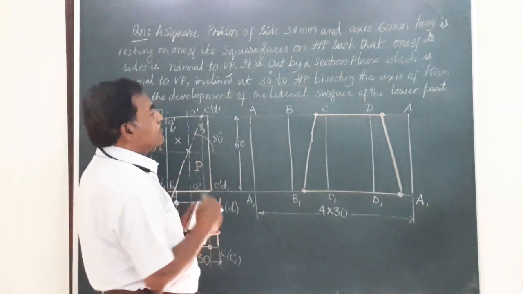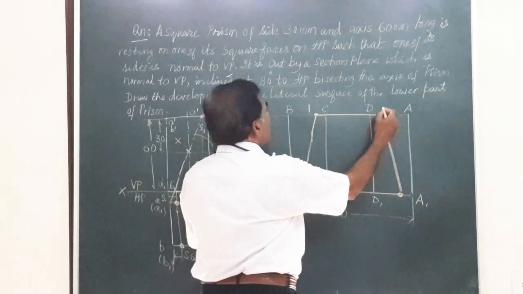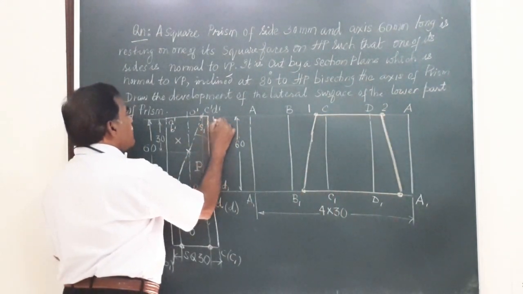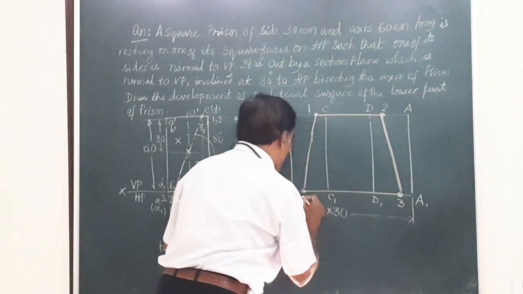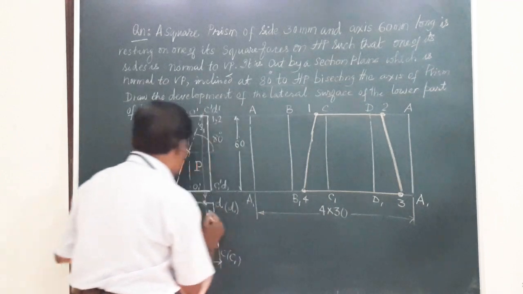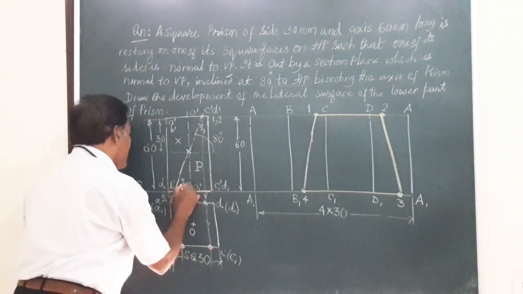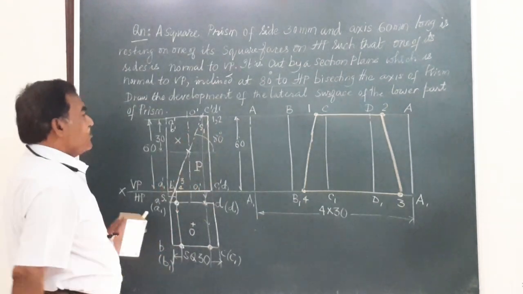Let me transfer these points to the front view. If I start as 1, 2, so 1 and 2 will come here. This point is 1, 2, and this is 3, 4. 3 and 4 lie on the bottom face. Just mark it as 3, 4. This is the point 3, 4, and this point is 1 and 2.